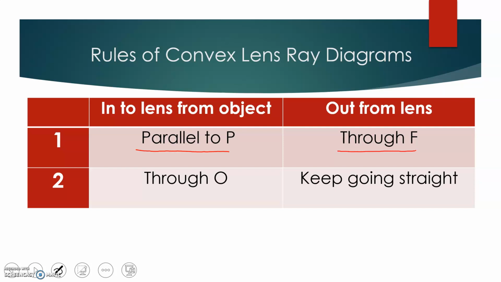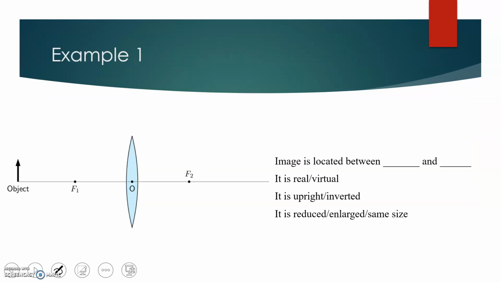Your second incident ray is going to go through O, and then it's going to keep going straight. And again, anytime you're drawing your incident rays, which are the rays right here, you're going to start at the top of the object always. So we're going to do an example.